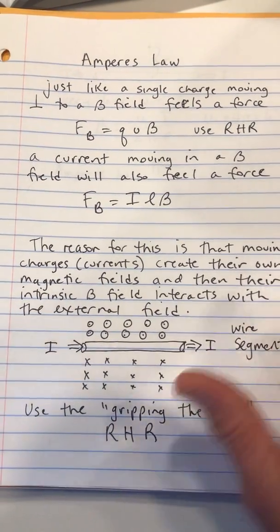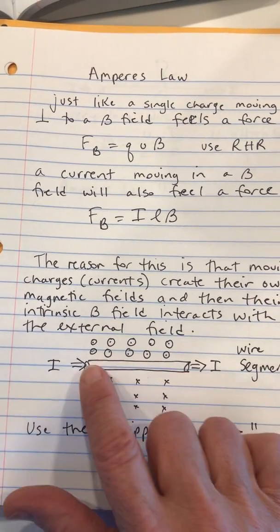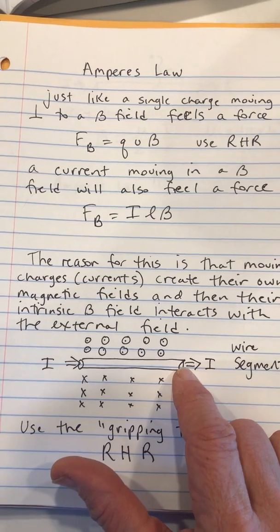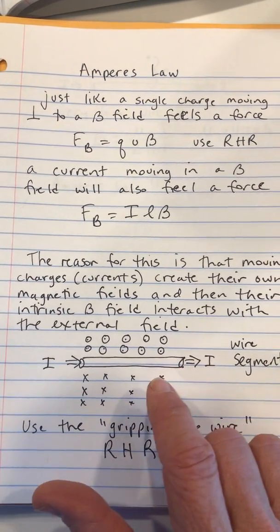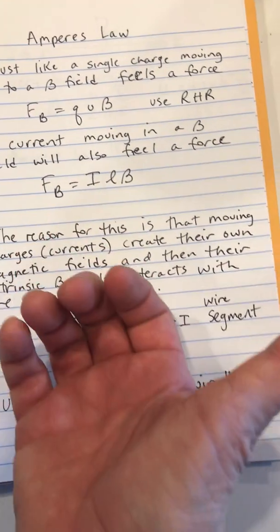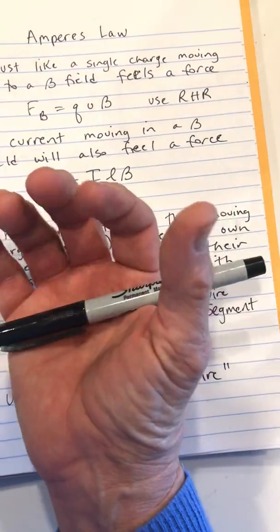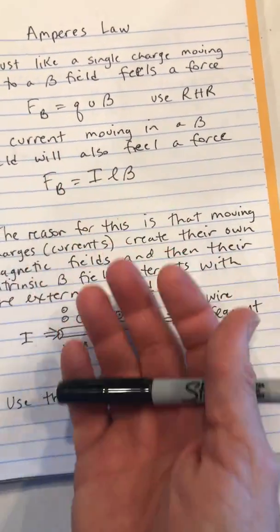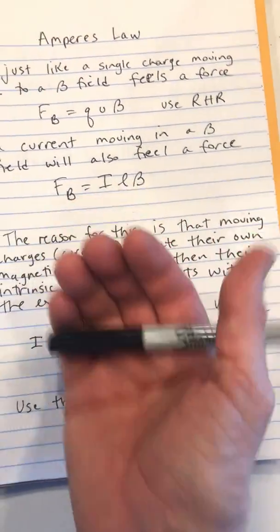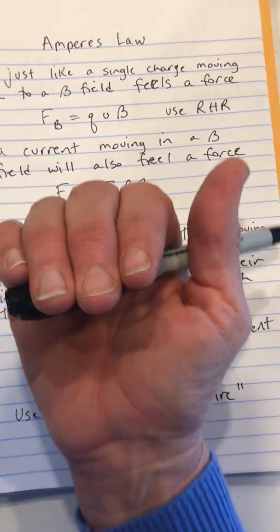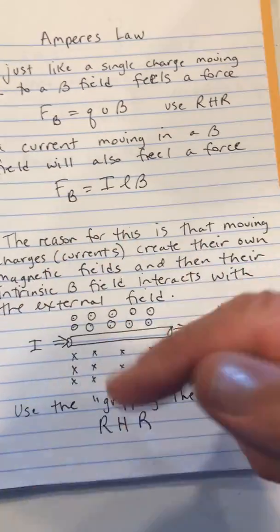So here's the deal. If you take a wire segment, and you wrap your right hand around it, and I can't really do that. Let's kind of make that my wire. Wrap your right hand around it. Do you see how at the top, my fingers are coming out, and then on the bottom, my fingers are going in?